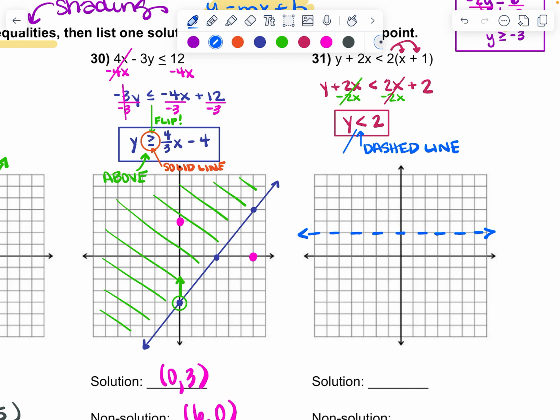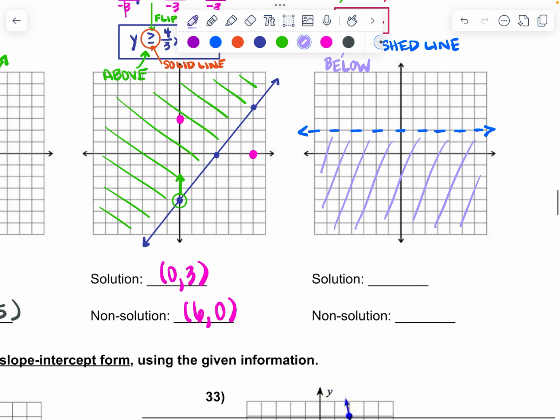And it's also a less than symbol. Oh, let me change colors here. I'll go with lavender here. Here we go. All right, so this is a less than symbol, so that is telling us to shade below the line. So my solution region is any point that exists below that dashed line.